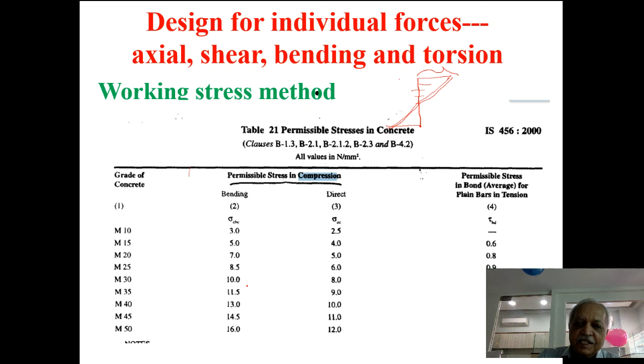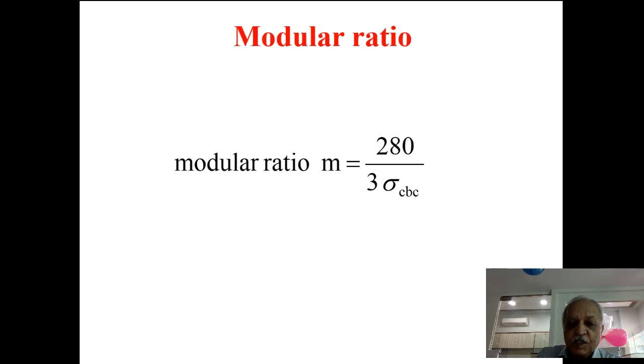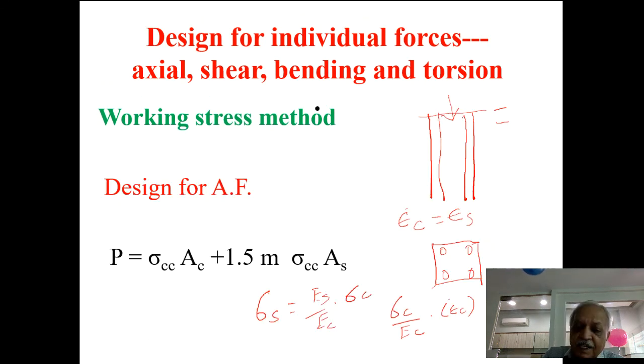So we can say that as far as our permissible stresses are concerned, under axial compression, we have to take the appropriate figure and then determine under working stress method the load carrying capacity. As far as modular ratio is concerned, code has given a simple expression depending upon the various research data which was available, that is 280 upon 3 times sigma bending compression for that concrete. So for concrete, you have to take the grade of concrete, see what is the compression for that, and then accordingly determine the modular ratio, which will be utilized in calculating the axial load carrying capacity of that column.